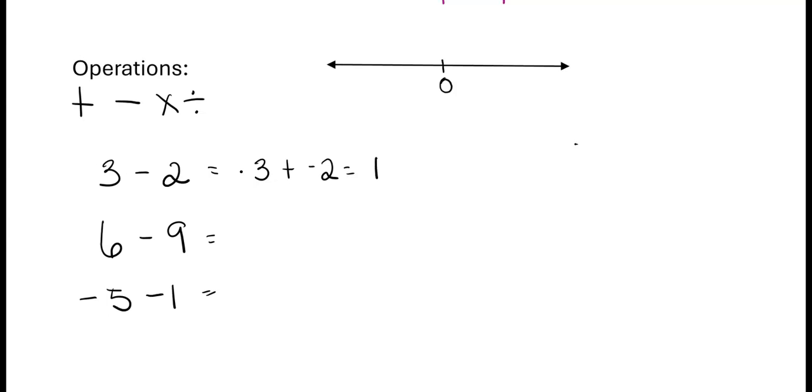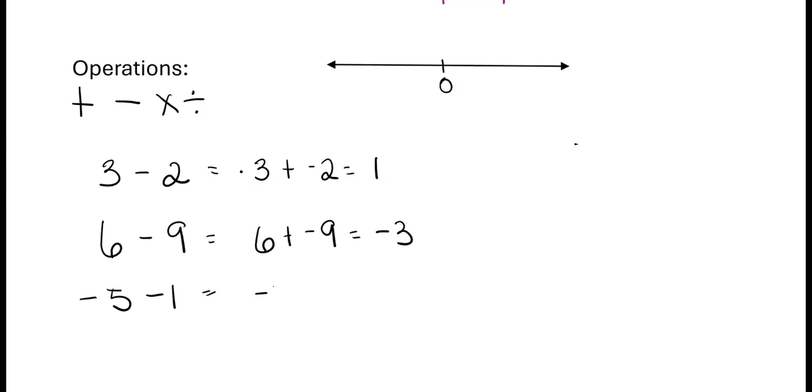Or in this case, 6 minus 9 is really the same thing as saying 6 plus a negative 9. Signs are opposite, so you subtract and keep the sign of the larger absolute value. So 9 minus 6 is 3. Because 9 has a larger absolute value, it would be a negative 3.